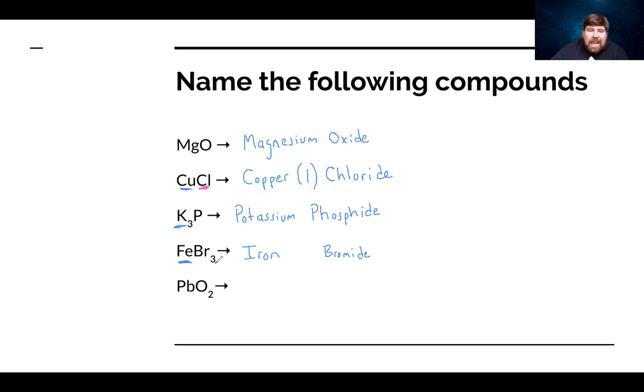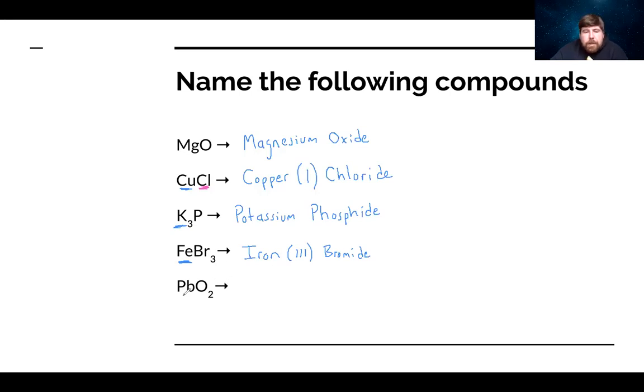Now, bromine has a charge of -1, since it's in the 7th column on the periodic table. Because there are 3 of them, iron must have a charge of +3 to counteract the bromine's -1 charges. There are 3 bromines, so that will make a neutral ionic compound.